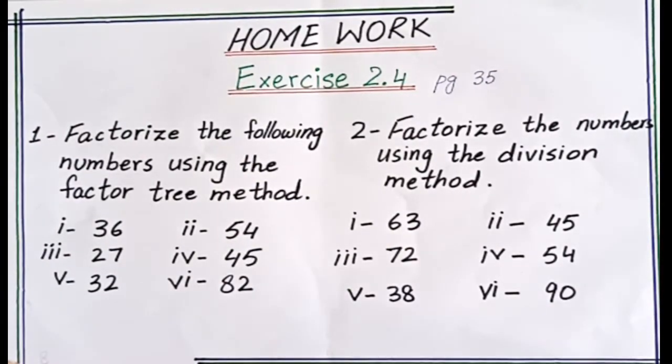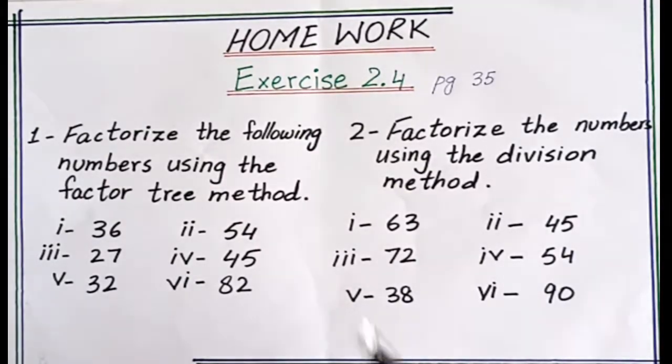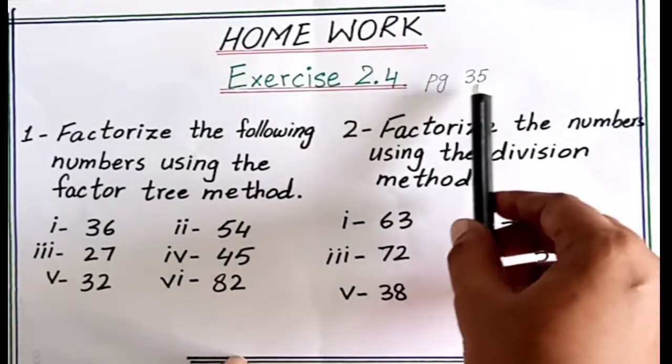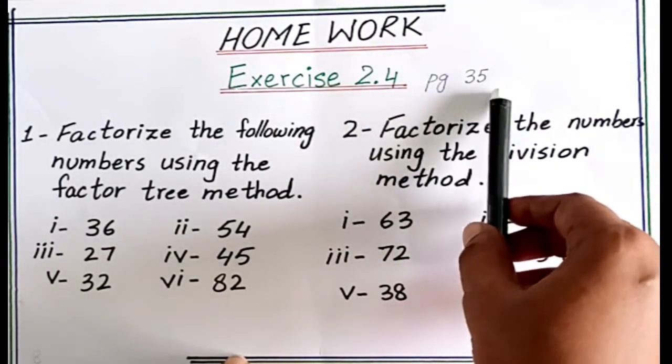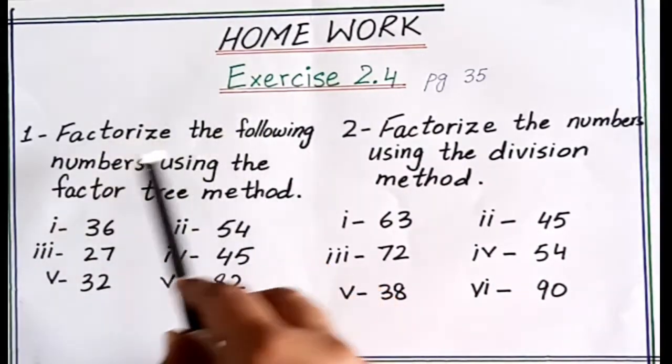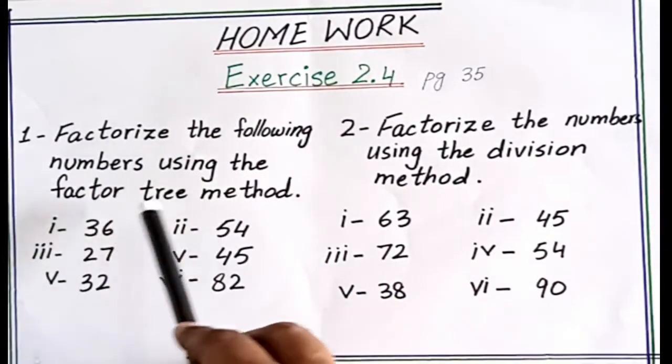Now it's time to do the homework, and the homework is exercise 2.4 from your book, page number 35. Page number 35, exercise 2.4, question number 1 is: factorize the following numbers using the factor tree method.